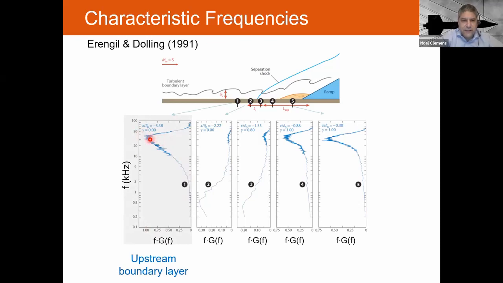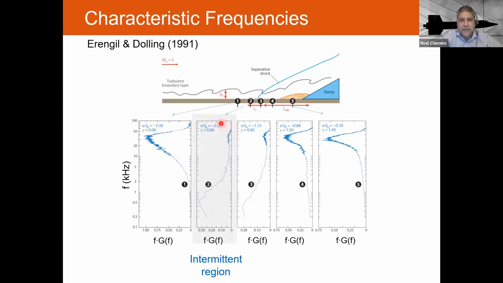And that's expected because that's the boundary layer frequency, basically U infinity over delta naught. And then as you move to 2, which is underneath the shock foot, or what's called the intermittent region, you can see it's a hugely different spectrum. In fact, it's now peaking down here at about 500 hertz.